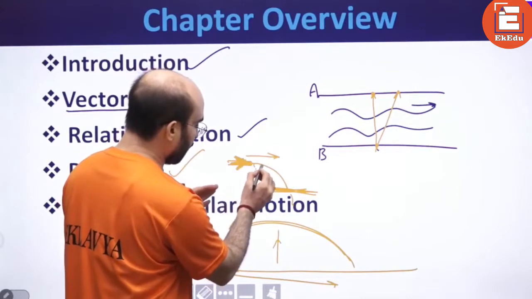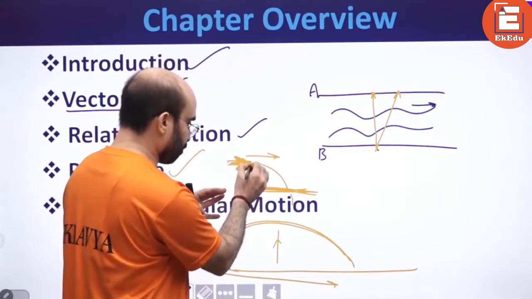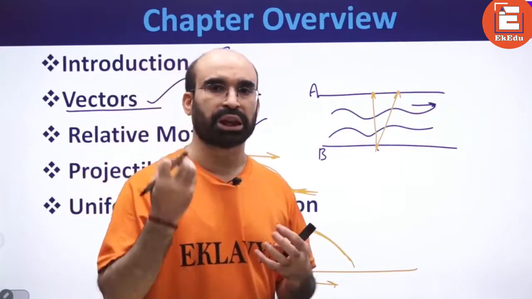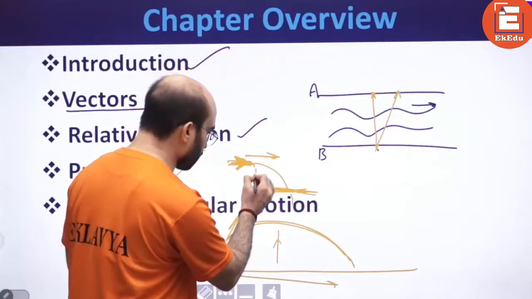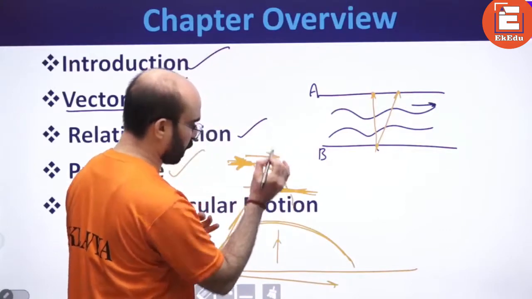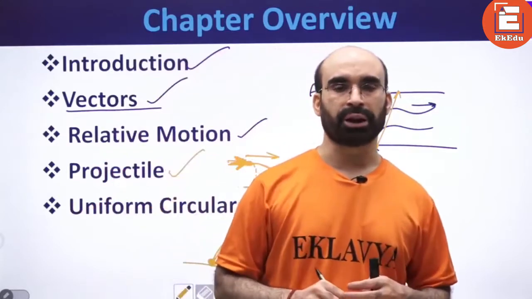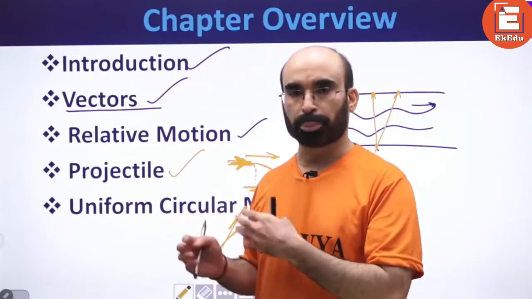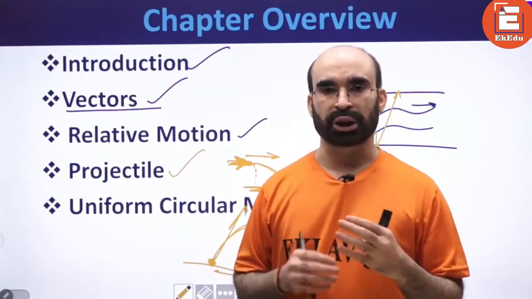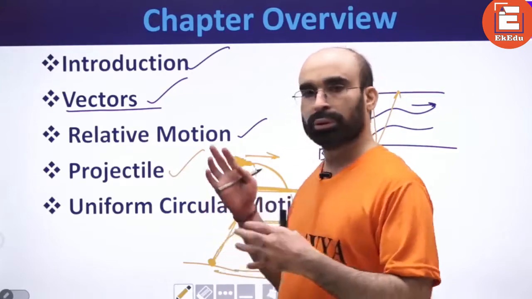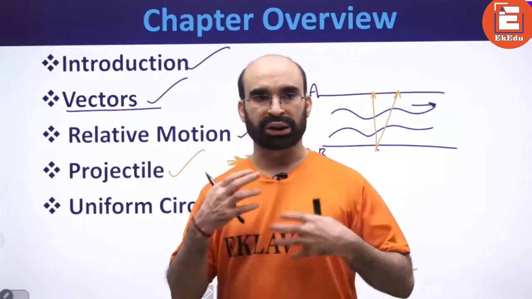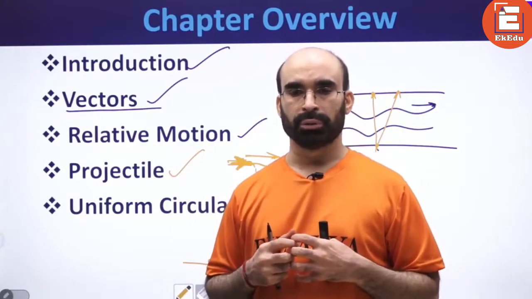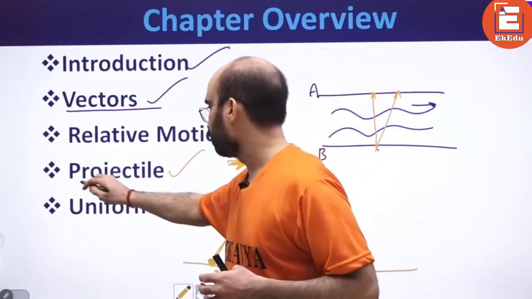If the airplane is moving in this direction and from this some packet, something is dropped, it will not come straight here, it will follow this path. Yes, under the effect of gravity. So this type of motion of an object can be considered as projectile motion, right? And bodies which undergo this type of motion are called projectiles, right?